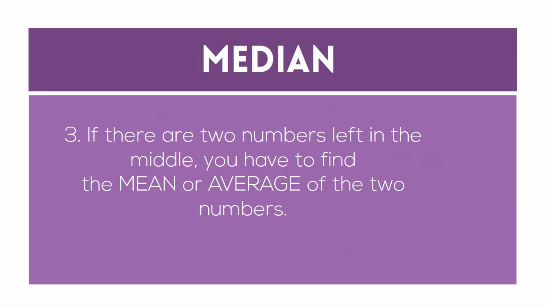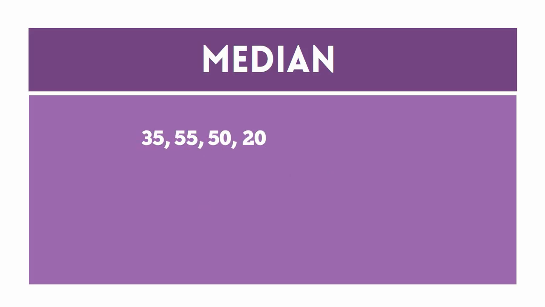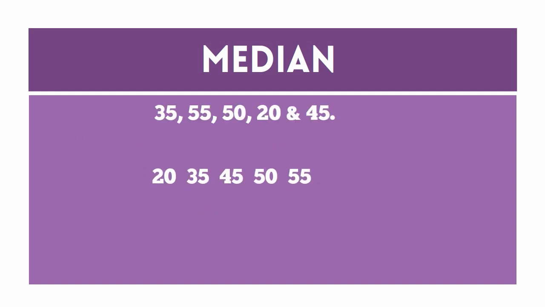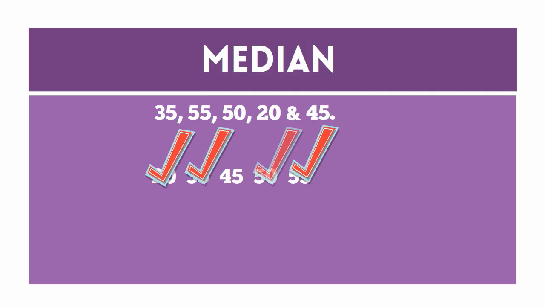Let's look at 35, 55, 50, 20, and 45. When you put them in increasing order, it looks like this. Cross off the high and the low. You'll cross off the 20, the 55, the 35, and 50, and you are left with 45 as the median.